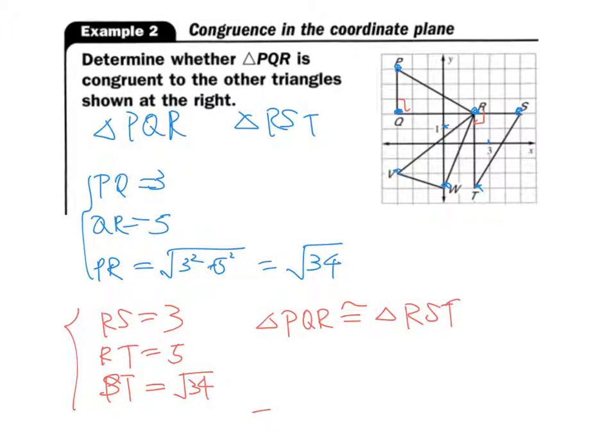You can do the same exercise between PQR and VWR, the third triangle, and you will find out that these two are not congruent because some of the sides are not of the same length.